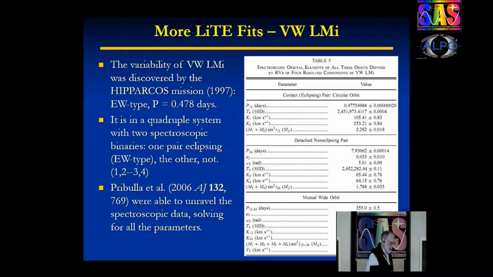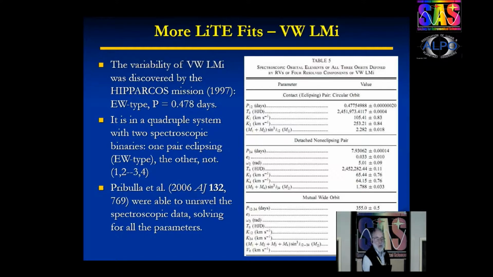I've saved the best for last. This is a really nice one. V W LMi, Leo Minoris, was discovered by the Hipparcos mission only 20 years ago. It's an over-contact binary, 0.478 days. It's a quadruple system.